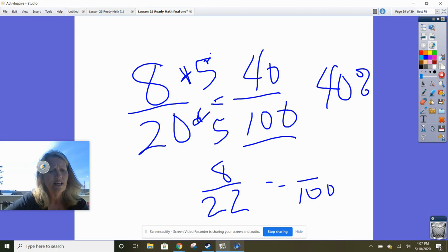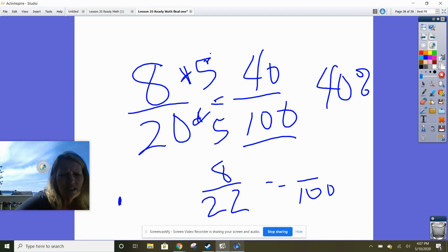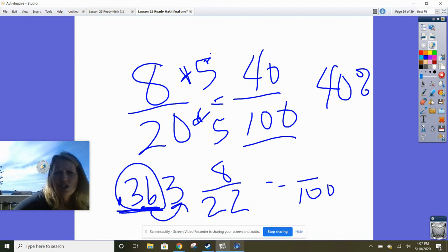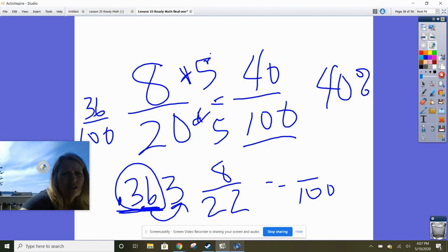It says 0.36363636. So just round it to the nearest hundredth. So it's 0.363. If I round it to the nearest hundredths place, it's right there. I look behind, there's a 3, so that one's going to stay at 6. So it's 0.36, which is the same as 36 hundredths, which means 36%.